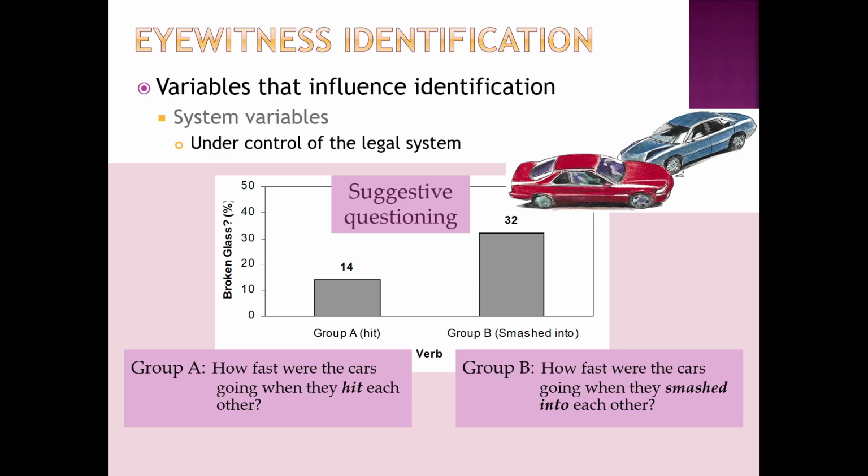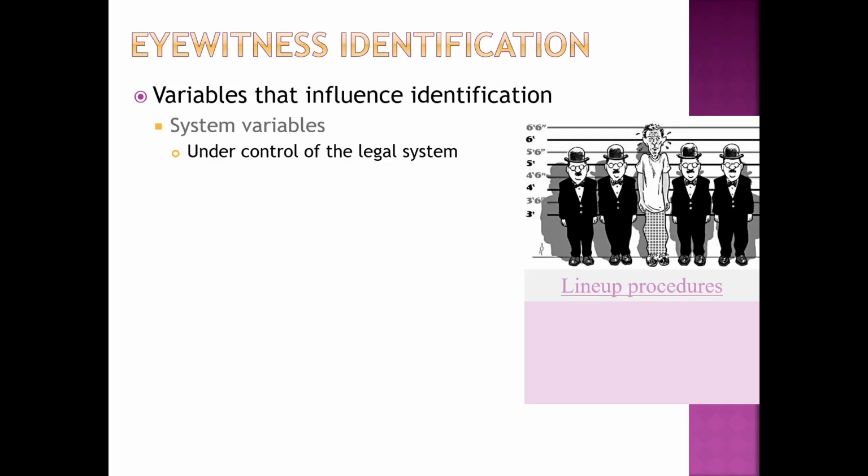Smashed into led the eyewitnesses to conclude they must have been going pretty fast. There must have been a lot of smashing, or the lawyer wouldn't have said that. That's the kind of reasoning that the suggestive questioning led to. Whereas with the verb hit, they saw less broken glass in their memories. They recalled the cars traveling slower in their memories. So that kind of suggestive questioning can lead the eyewitness to say things that aren't exactly accurate, right? So we're not supposed to ask those kinds of questions in legal settings anymore. You're supposed to ask how fast were the cars going. That's it.